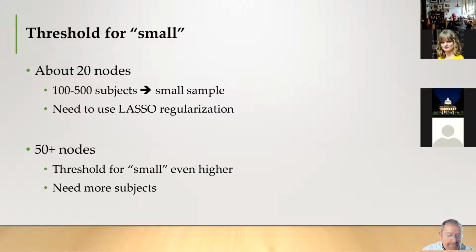If you have more than 50 variables, then you may need closer to 700 to 800 subjects before it's no longer a small sample. Because as you add nodes, you're adding a lot of edges that you have to estimate. A ton of extra partial correlations. Does that make sense?